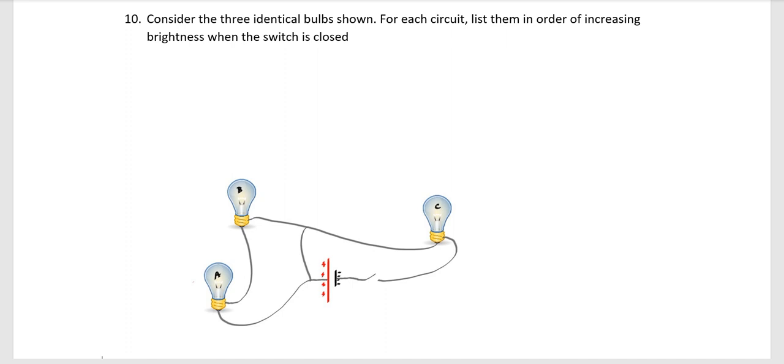Now, because these are identical bulbs, what I mean by that is to assume the resistance is the same for each bulb. And power is I squared R. If all the R's are the same, it's about the current. So just ask yourself which bulbs will have the highest current, those will have the highest power.